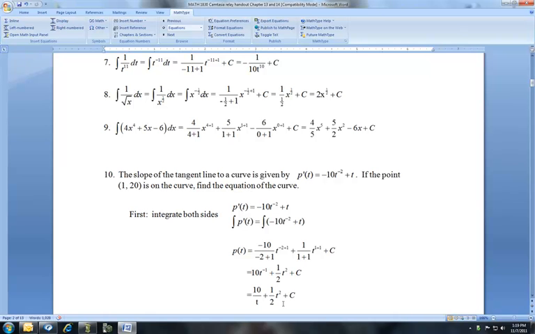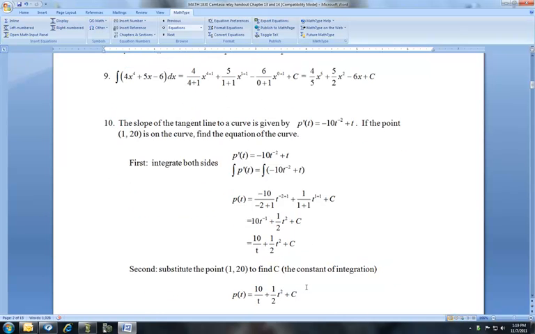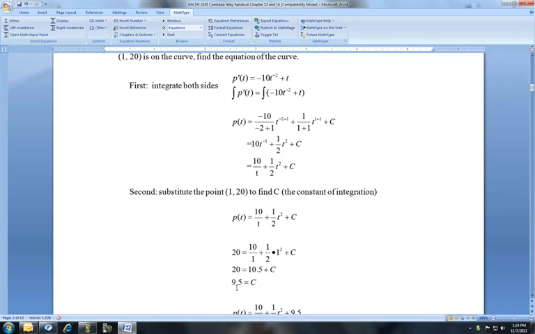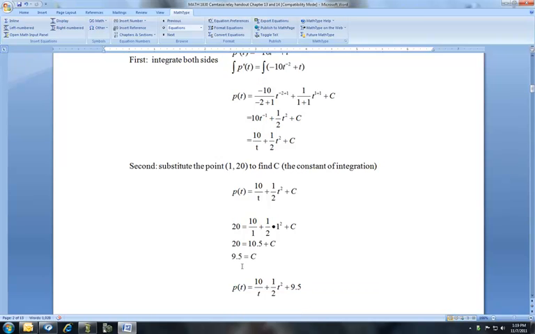Now right now I don't have the equation. This is where this comes in. Now the t, if you'll notice, is in the x position, so the 1 goes in for my t. 20 is the p of t, so 20 goes in here. So if I have 20 here and 1 here, then all I have left is my c, and I can find it. So second, substitute the point. So it looks like c needs to be 9.5. Our original charge was to find the equation, so take your c value back, and that's what the original equation used to be.